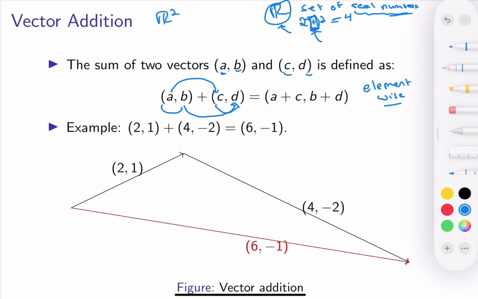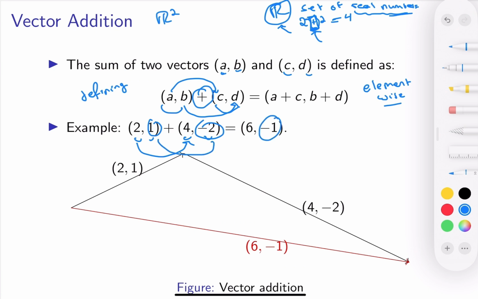So previously, we didn't know how to add two vectors, and now we're defining, I stress the word, we're defining what addition is. We're saying to add two such vectors, what you need to do is just add the first components and the second components. So we're gonna take an example. For example, how would you add the vectors 2, 1 and 4, -2? Well, you add 2 to 4 and you get 6, and you add 1 to -2 and you get -1.